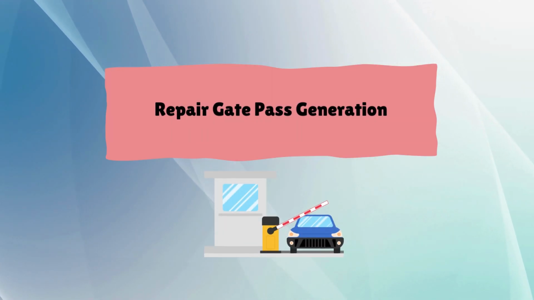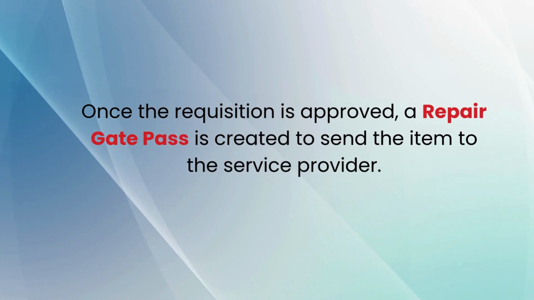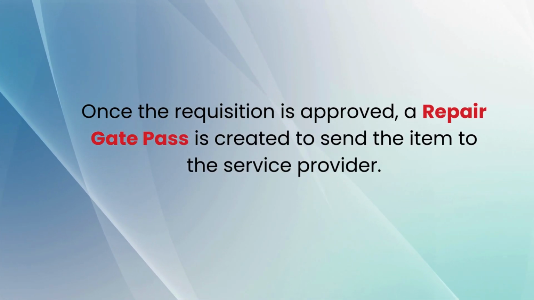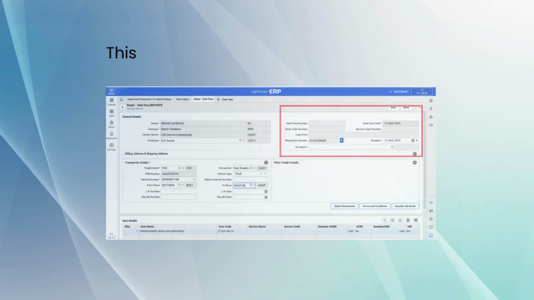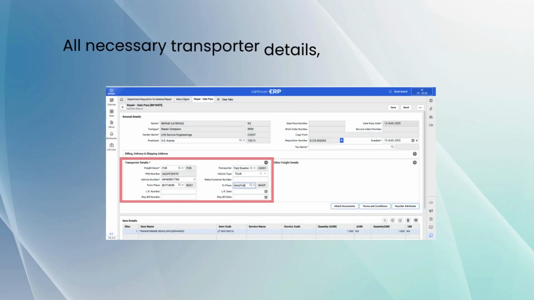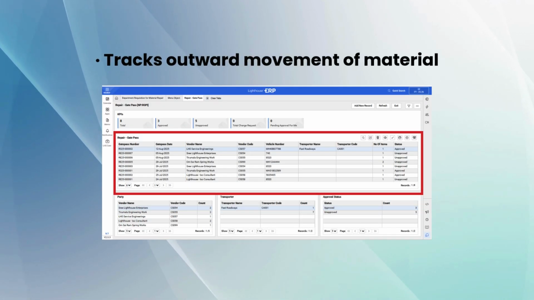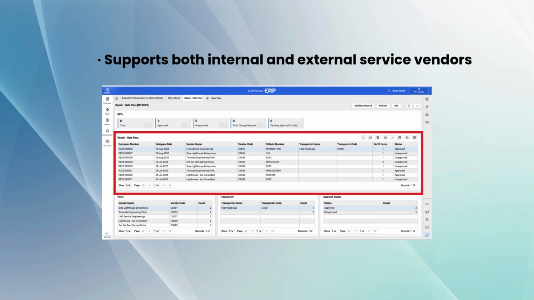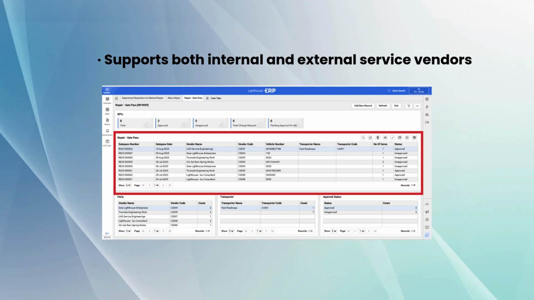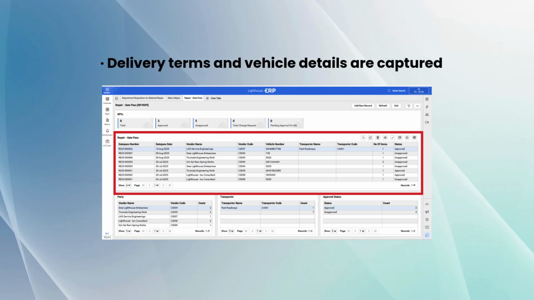Repair gate pass generation. Once the requisition is approved, a repair gate pass is created to send the item to the service provider. This gate pass can be linked with a work order or indent. All necessary transporter details, vehicle information and consignee data are maintained here. Highlights: tracks outward movement of material, supports both internal and external service vendors. Delivery terms and vehicle details are captured.